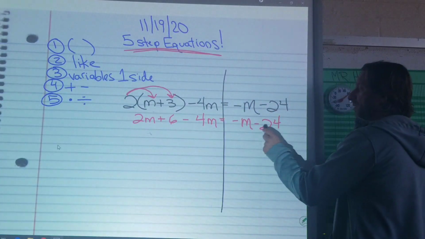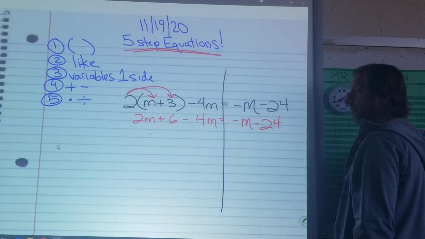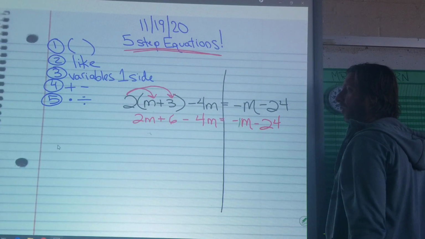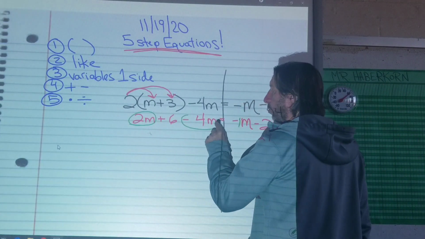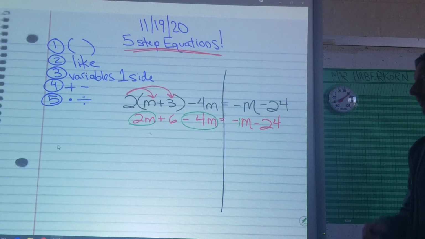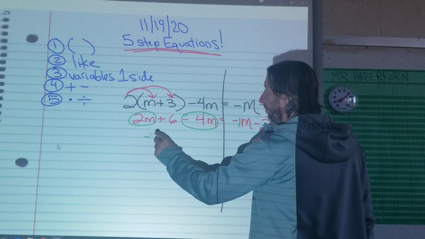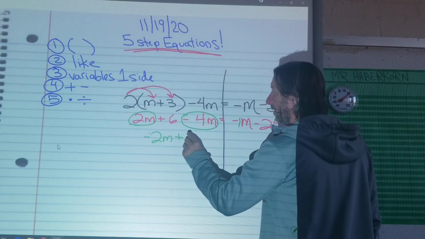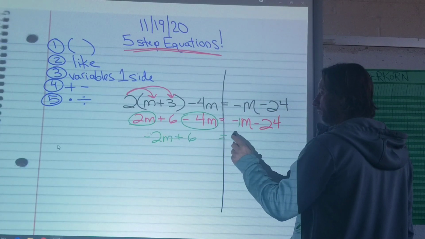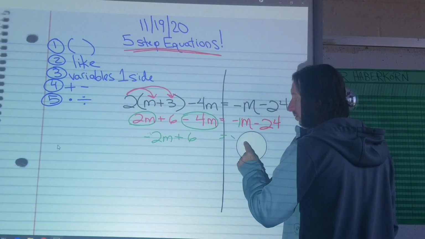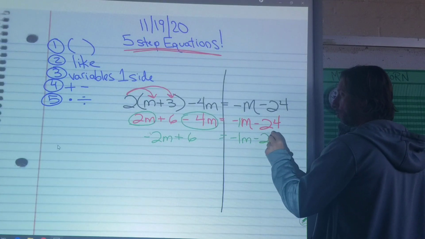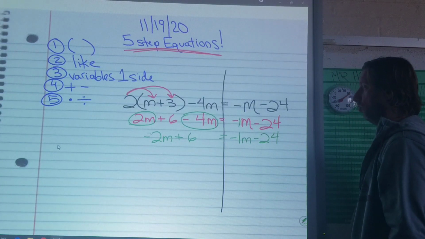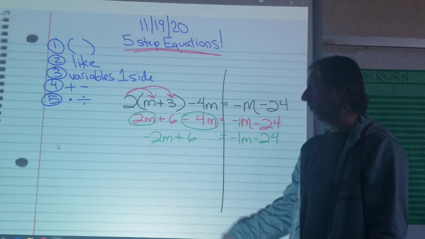Like terms. There's no like terms on this side. One's an m and one's not. And I am going to put the 1 there, because that's a 1m, right? But on this side, we have a 2m and a -4m. Circle that minus with it, right? And combine those two together, we get -2m plus 6 equals -1m minus 24. Okay, so there's no like terms over here, there's no like terms over there.